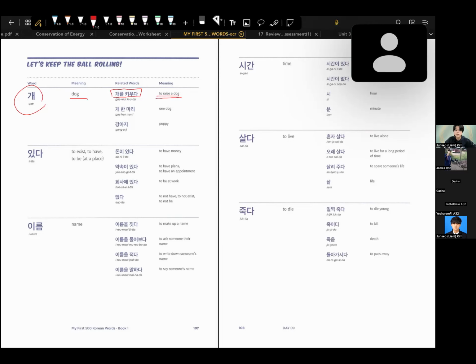Now let's look at another related word. Can you follow after me? 개 한 마리. 개 한 마리. Nice. 개 한 마리 means one dog. So 한 마리 means one in Korean.